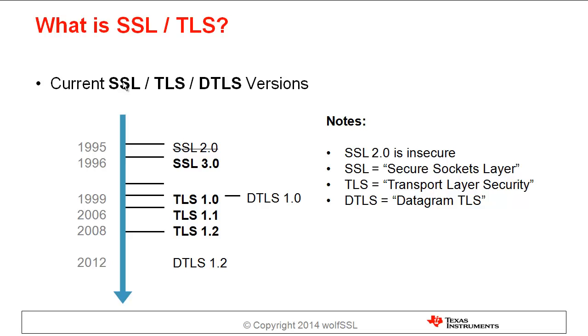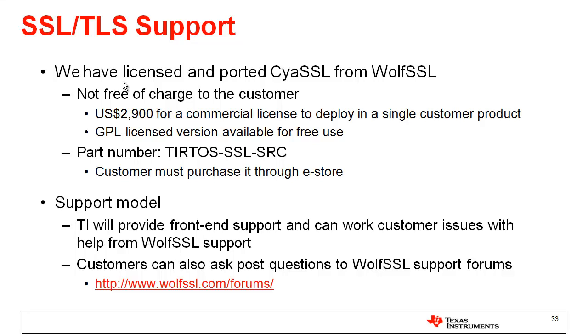So essentially what we're talking about here is network security software to enable a secure connection between you and the embedded target. We did not write this code ourselves. We licensed it from a company called wolfSSL, who has a product called CyaSSL. Unfortunately, this won't be a free product for our customers. You'll have to pay just under $3,000 for a commercial license, and that will allow you to deploy an unlimited number of copies in a single one of your products.